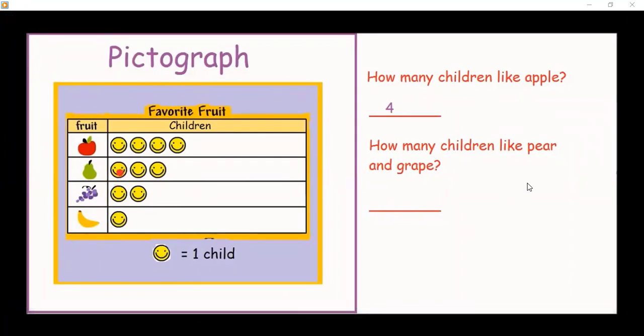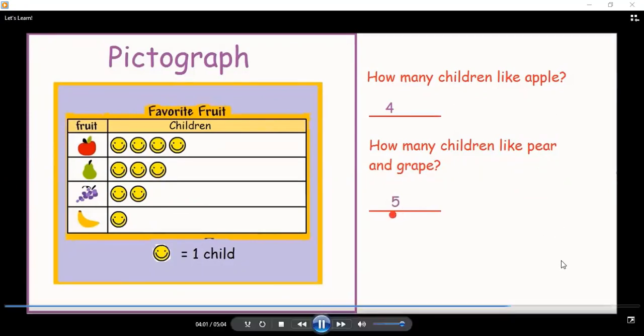Plus, add. 2, 3, 5. 5 children like pear and grapes.